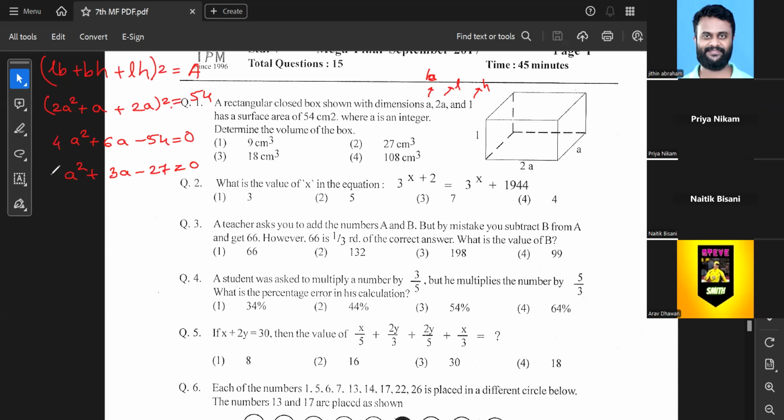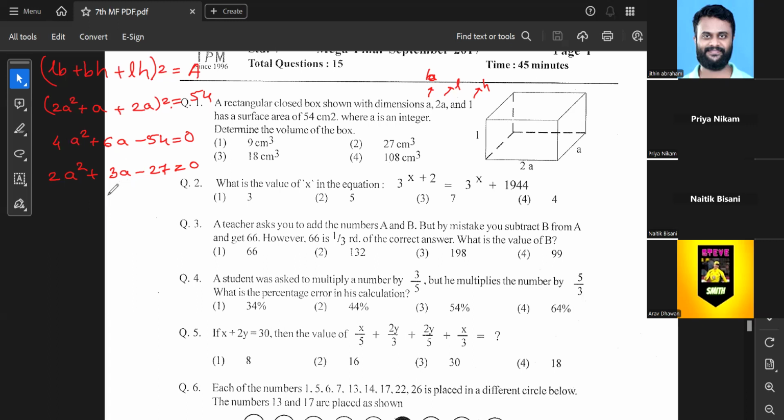4A square. So that leaves 2A. Okay, so I took 2 common and cancelled it out. So basically now what I have is 2 into 27, 54. I need the product to be 54 and the subtraction to be 3.